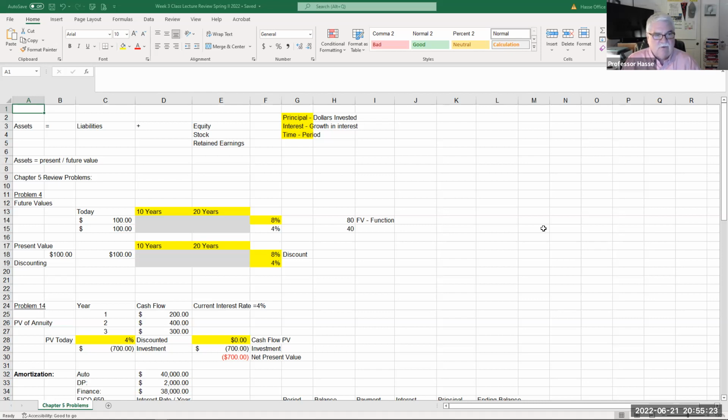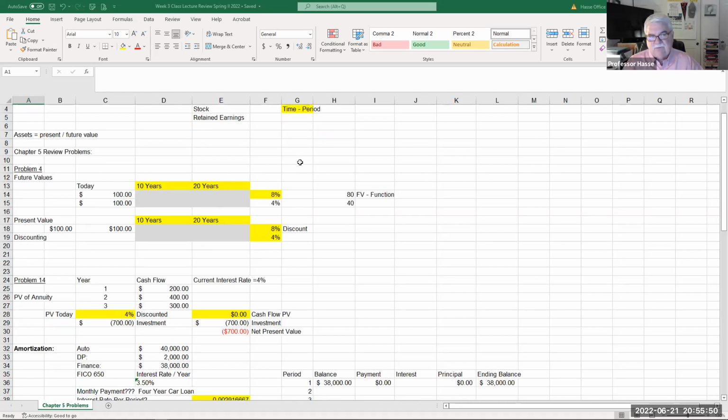As the gentleman said, there's 3 key things you need to know when you're talking about the value of money, either in the present or the future. The principal amount, the dollars invested, the interest amount, growth of interest during the period of time, and the time periods. How many periods? 1 year, 10 years, 4 quarters, 12 months, whatever. Need to know those 3 things.